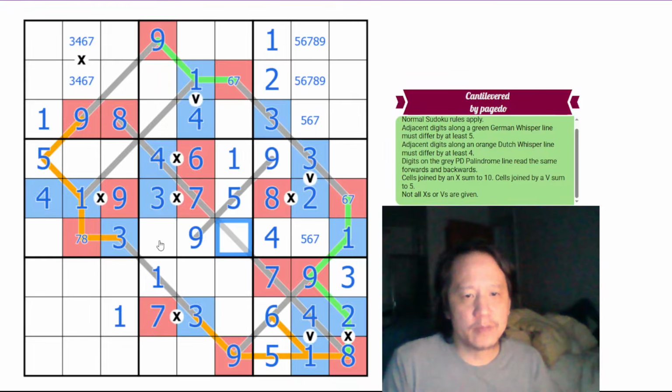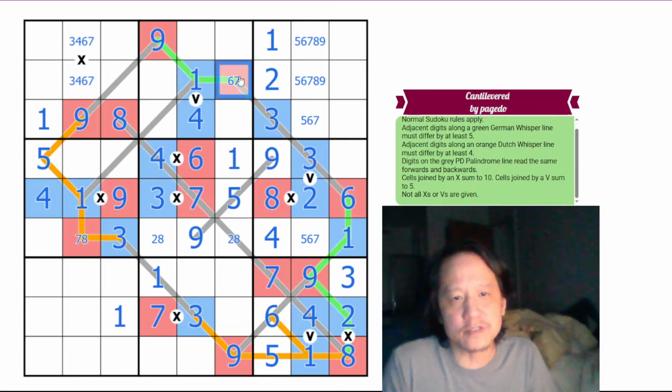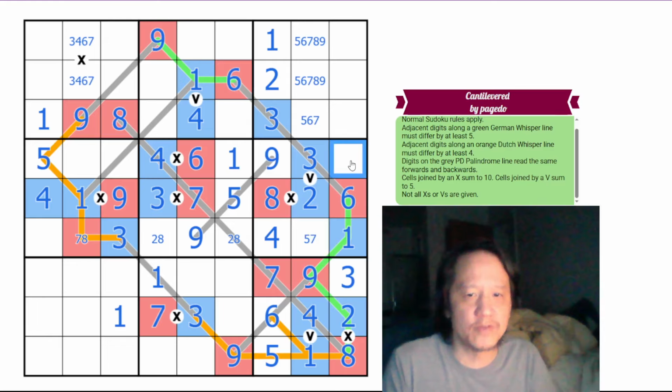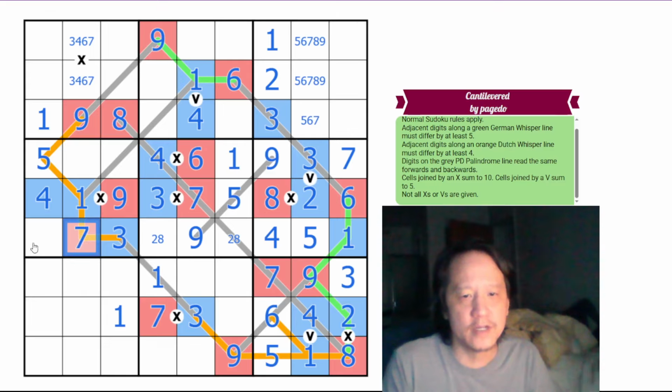This becomes a 2-8 pair here. This 7 eliminates 7 here, so this is 6, which makes that a 6. So this can no longer be 6. This has to be 5 or 7, but it can't be 5 because of the 5 in the row, so that must make this 7, which makes this 5. This 2-8 pair eliminates 2 and 8 in the rest of the row, so this can't be 8. This is 7, and this must make this a 6.